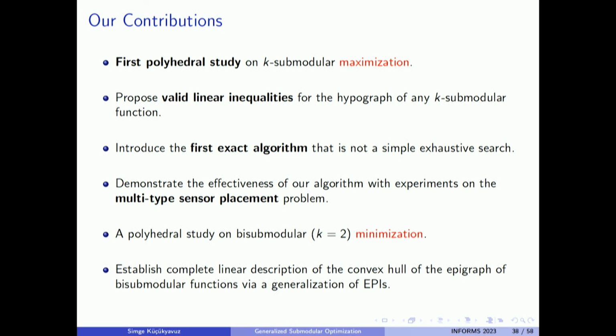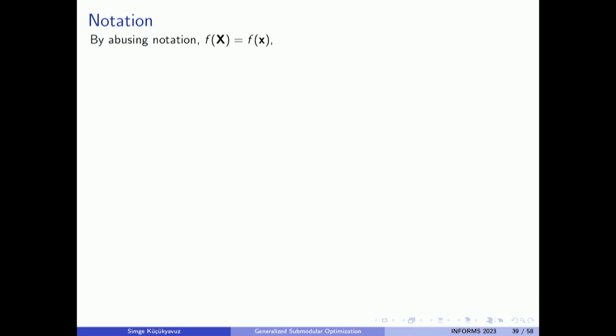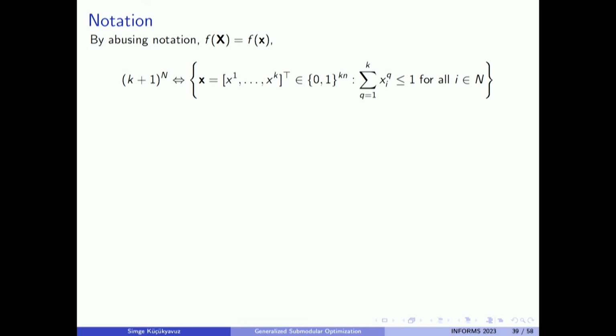The minimization version, very interestingly, in the bi-submodular case, the k equals 2 case, turns out to be polynomial time, and we are able to give the full convex hull description for that case. And the minimization for k greater than or equal to 3 is an open problem, whether that is polynomial or not. So I'll stick with the maximization version again. The minimization version can be found in the paper.